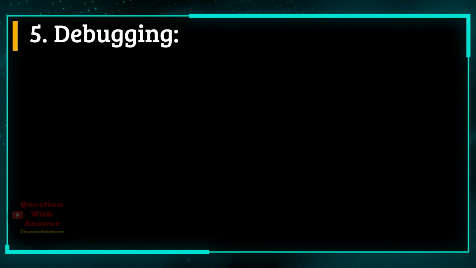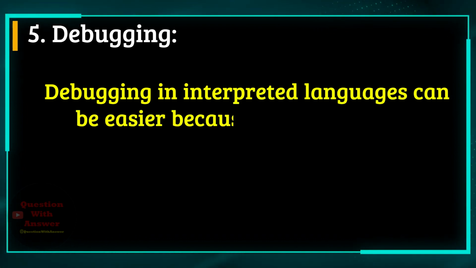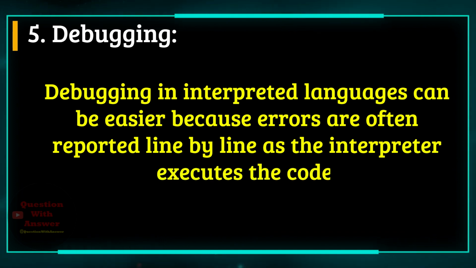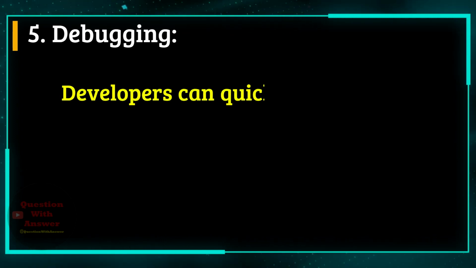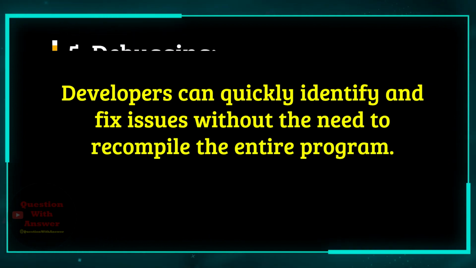5. Debugging. Debugging in interpreted languages can be easier because errors are often reported line by line as the interpreter executes the code. Developers can quickly identify and fix issues without the need to recompile the entire program.